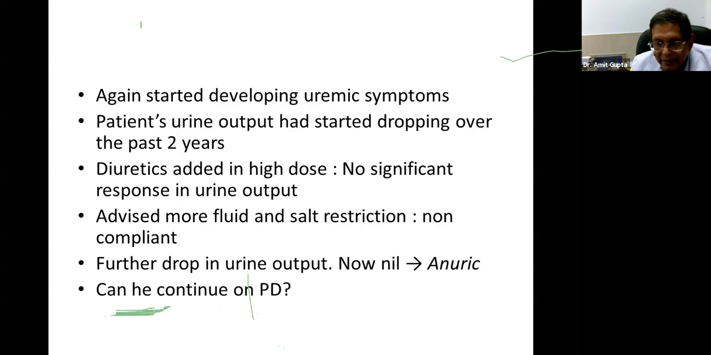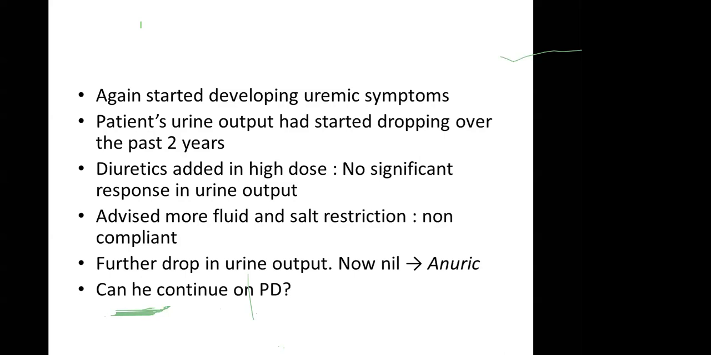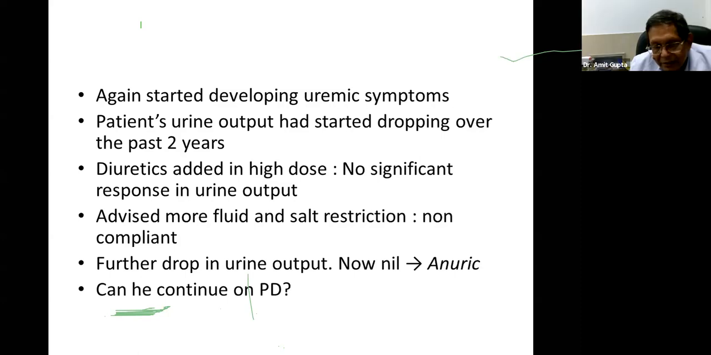Now the question is, can this patient who is anuric continue on peritoneal dialysis? Anyone? Yes, sir. We can, sir, if we can switch the patient to APD. So what is the evidence? Which studies are there in literature which show that anuric patients can do reasonably well on PD? Are there any caveats that we have to keep in mind?